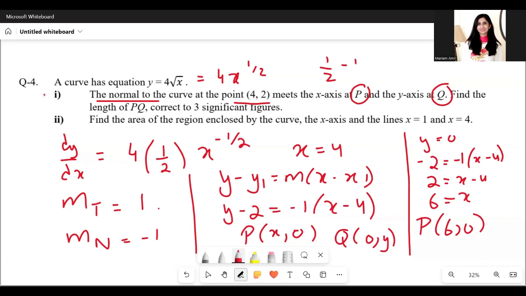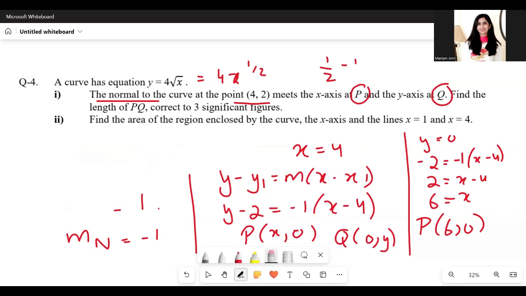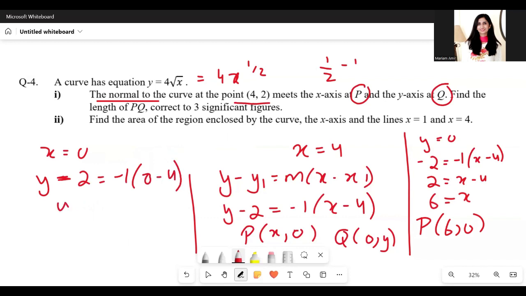And to find the coordinates of Q, we replace x with 0. So we have y minus 2 equals -1 times 0 minus 4. That gives y minus 2 equals 4, which gives y equals 6. So Q would be (0, 6).